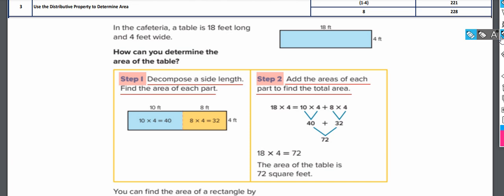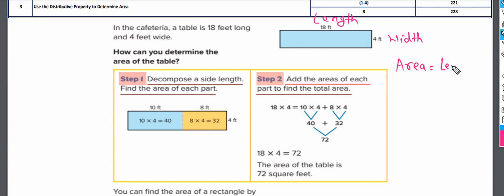Now this is part 2 for finding the area of a rectangle. In topic number 3, use the distributive property to determine area. Determine means find area. As you can see here, a question is given. The length is 18 and the width is 4. Now what is the area of the rectangle?